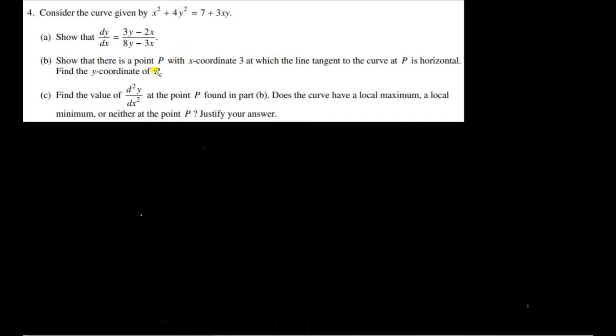What we're going to do now is first take the derivative of this using implicit differentiation, since there are x's and y's all mingled up together and not in a nice neat format like we sometimes have. So when we're differentiating this function, I'll rewrite the function again real quick. x squared plus 4y squared equals 7 plus 3xy. Okay, so we'll differentiate this whole thing with respect to x.